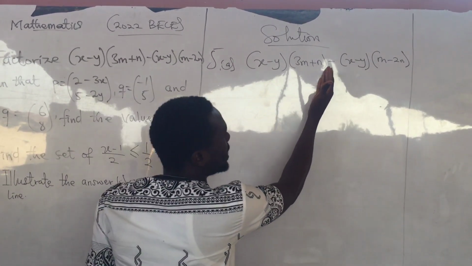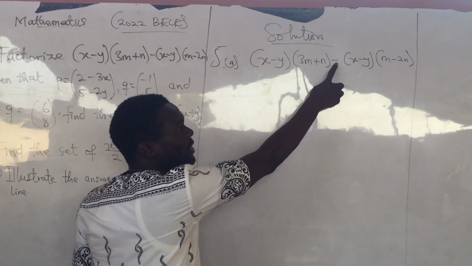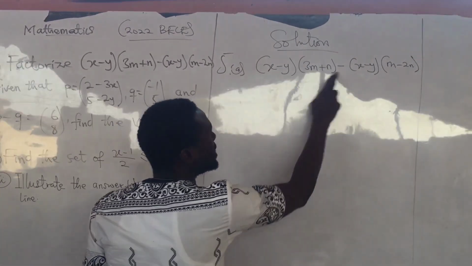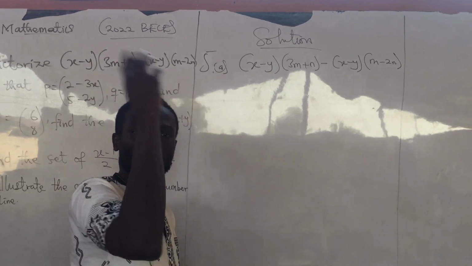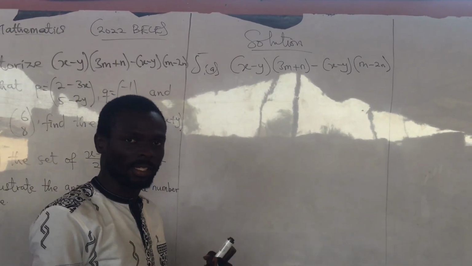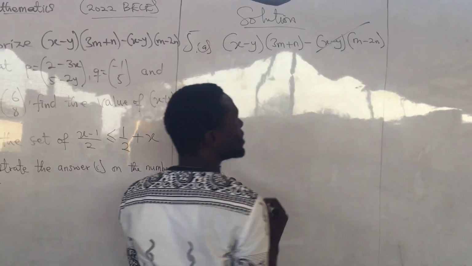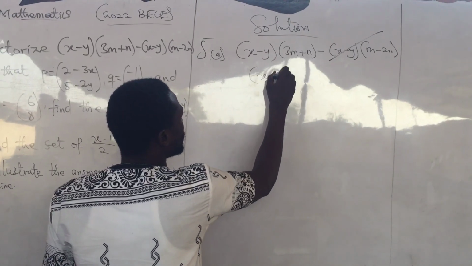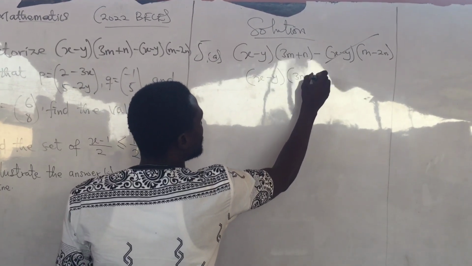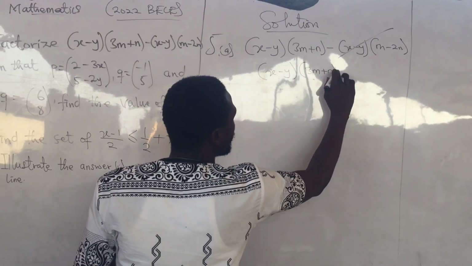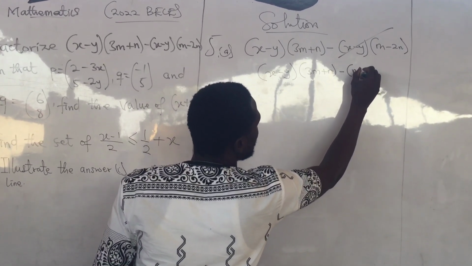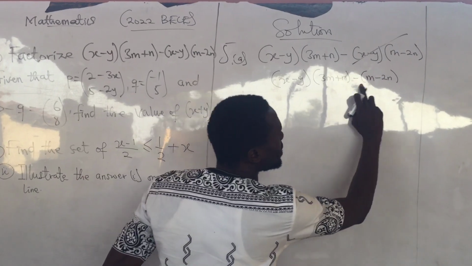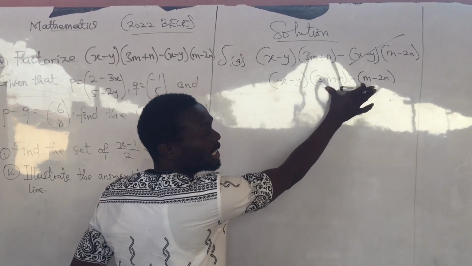Now, when you look at the left side of the negative sign and the right side of the negative sign, you will see that two of the brackets are the same. This and this are the same. So we are going to get rid of one because we have to factorize. So I'm going to get rid of this bracket. And what am I left with? I'm left with bracket of x minus y, bracket of 3m plus n, bracket of minus m plus 2n, minus 2n. So this negative will multiply everything here so that we can deal with these two brackets.